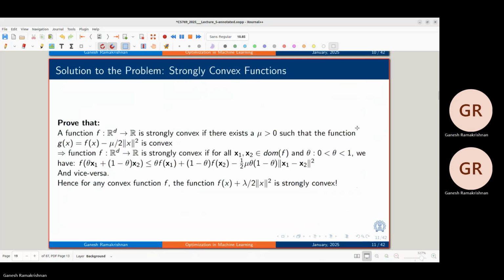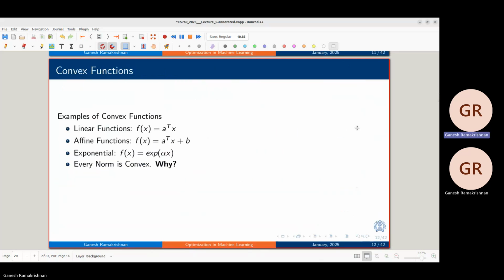Let's move on. These are examples of convex functions. The simplest is, of course, a transpose x, linear functions. Affine functions are another example. The exponential function is a convex function. How do you show that the exponential function is convex? One is to, of course, try and do the first principles. Can you use the Taylor series expansion to show this from first principles? Think about it. We'll derive more properties and find easier ways to do it.